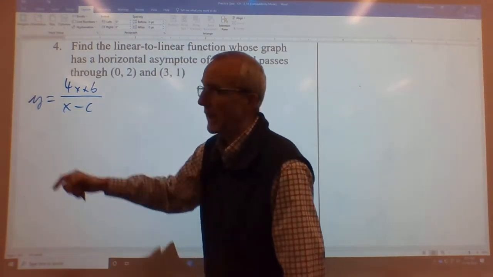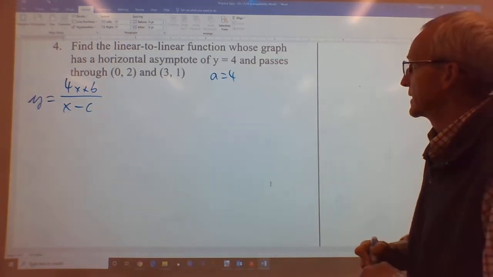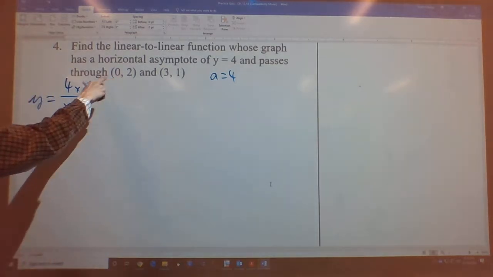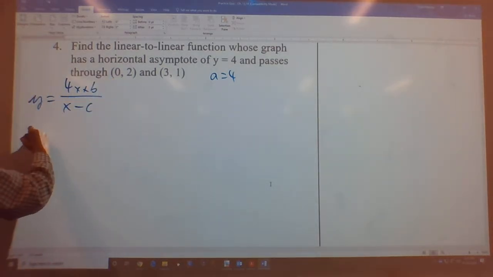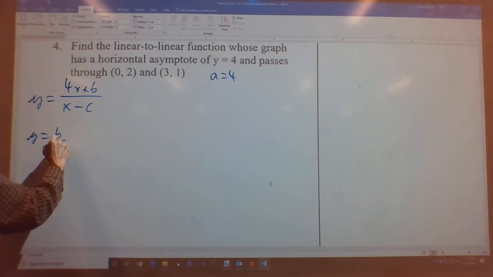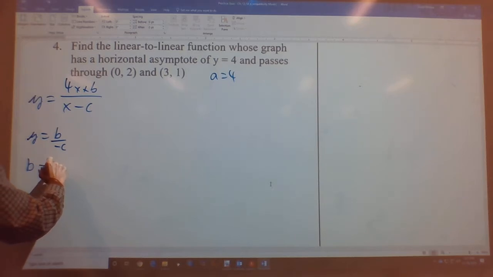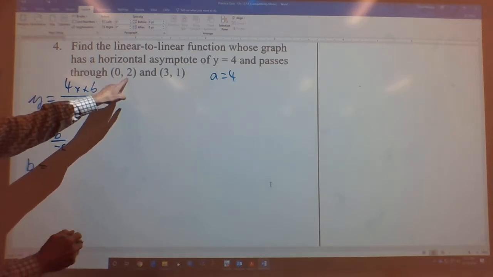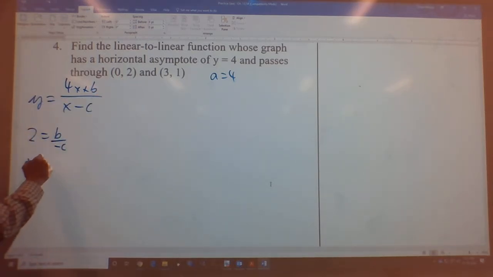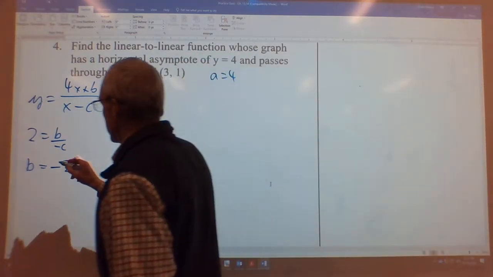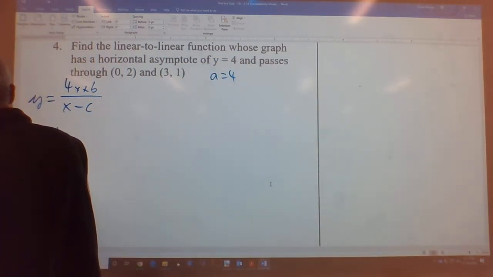As long as we have an x in the bottom like that by itself, which we do, we know that a is 4, and it passes those 2 points. Now we gotta do the algebra part. But when I give you a 0, it makes it easy. x equals 0, y is 2. So y is 2, or b is equal to negative 2c. Put the negative c by the 2. Yep, that's right. So b is equal to negative 2c. That's one equation, so I'll call it number 1.